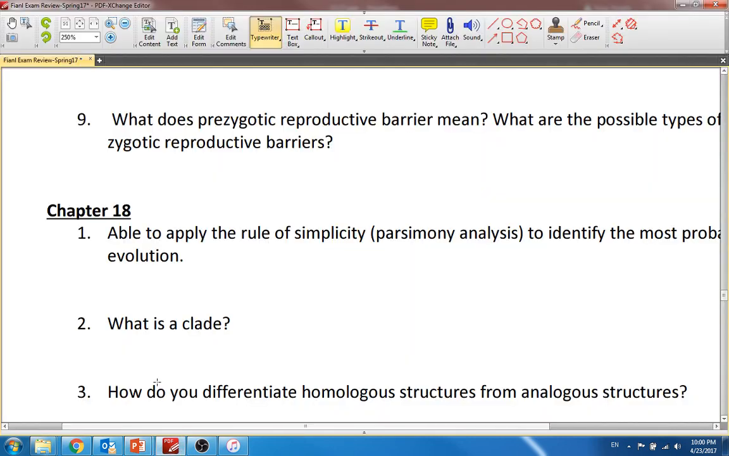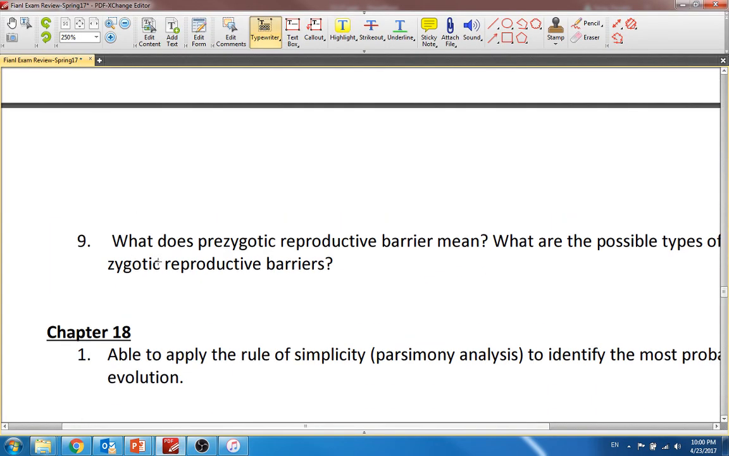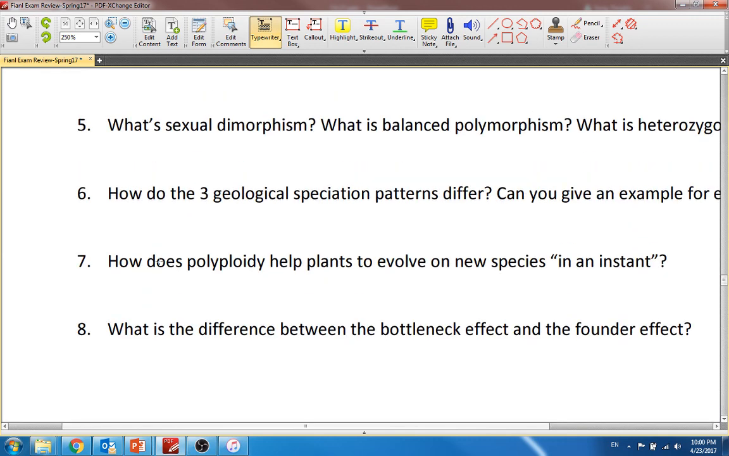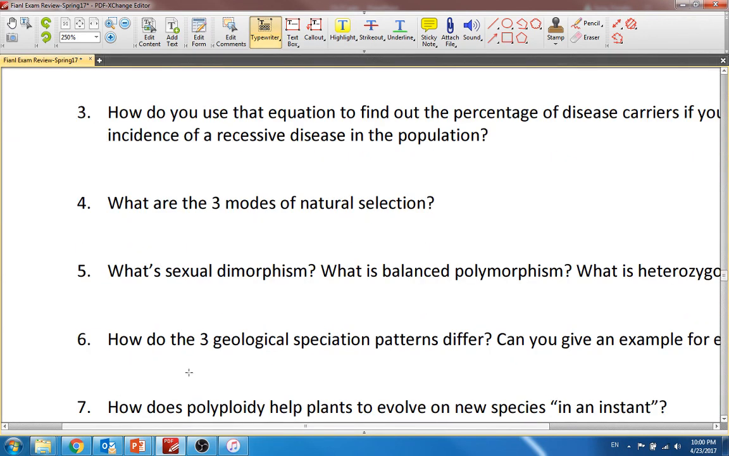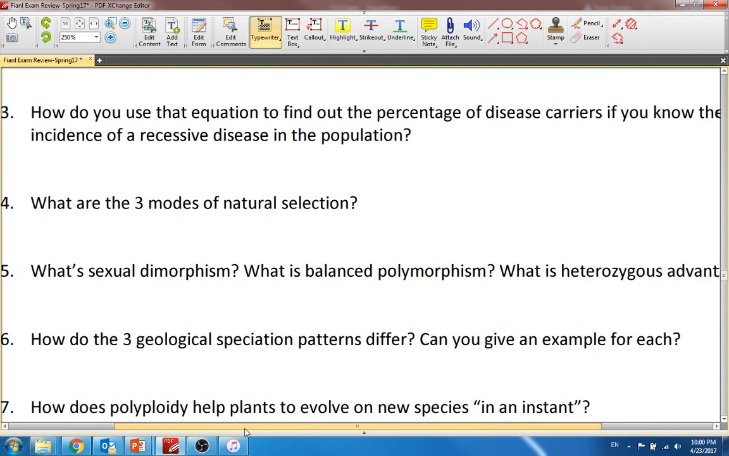Number 4, what are the 3 modes of natural selection? That would be directional, disruptive, and stabilizing. Number 5, what's sexual dimorphism? Males and females showing different morphotypes. What's a balanced polymorphism? That means that many different forms for one trait.